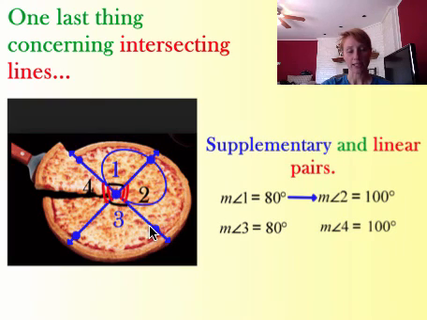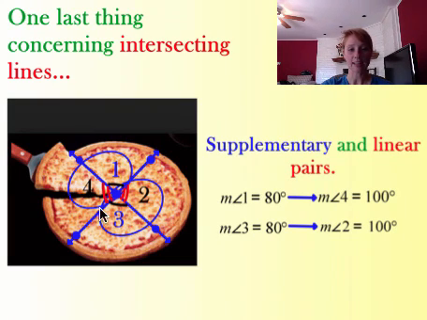They are adjacent angles that add to 180 degrees. The same relationship holds for angle 3 and 4. We can flip this around and say the same things for angles 1 and 4 and angles 3 and 2.